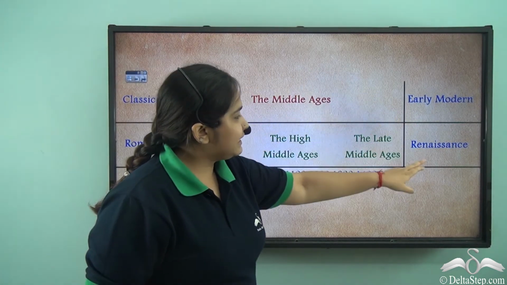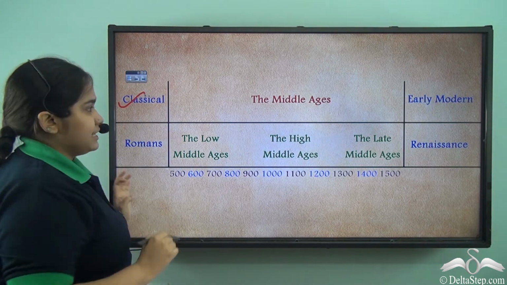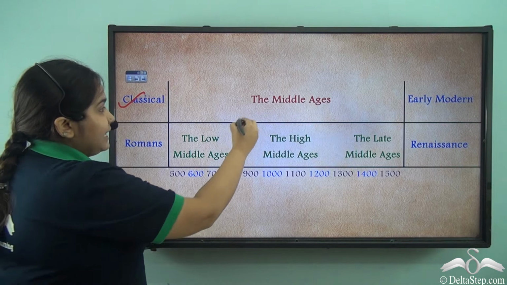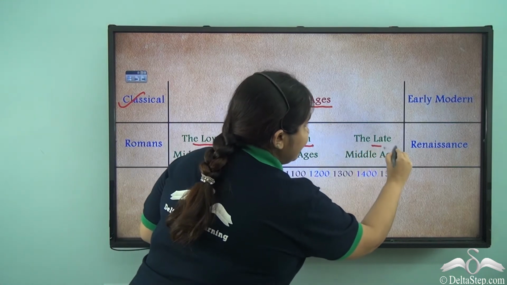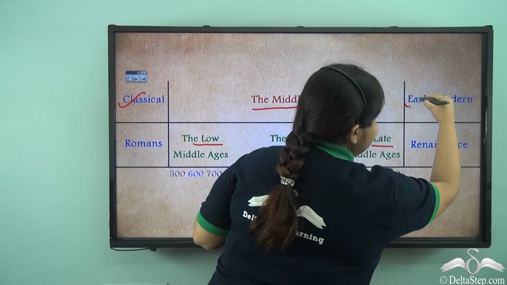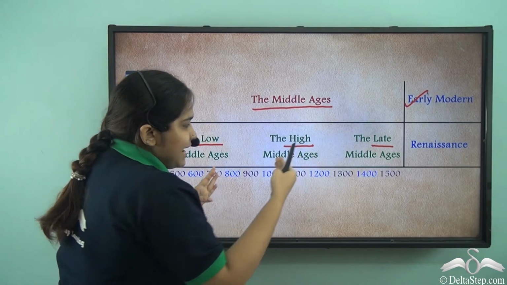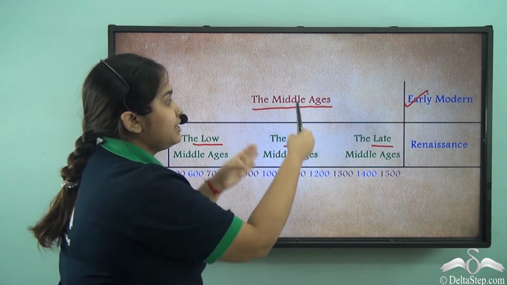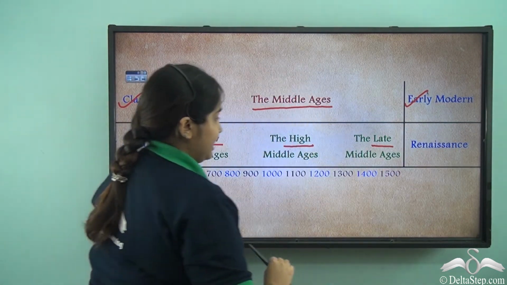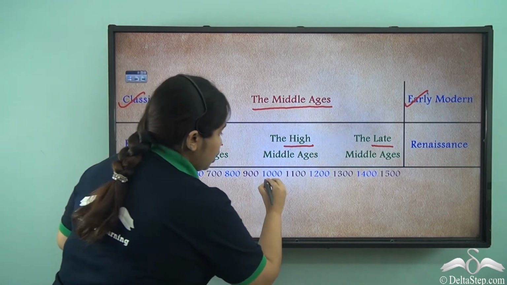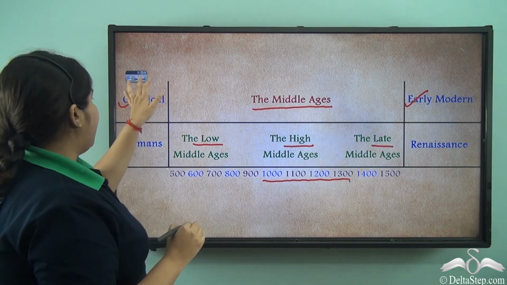Now, if we try to look at this chart or this timeline here, then we see that here we have the classical, before that we have the antiquities, and the Middle Ages is divided into low, high and late, right? And then again we have the early modern period. So these high medieval times are the exact period of transition even in the medieval ages for the European history. And then we have the Renaissance after the late Middle Ages. So this is the exact period of transition that we are talking about.